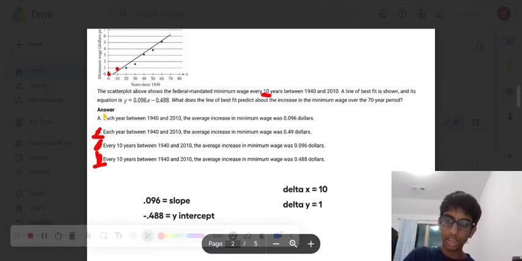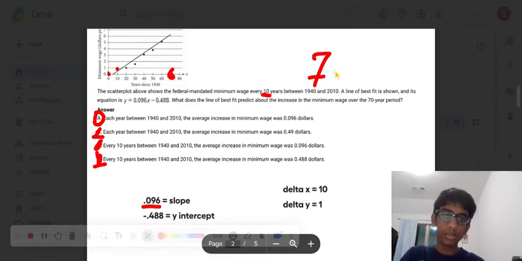So that means the answer choice is A. And we can tell this without even using that by looking at the definition of slope, right? Slope is our delta y over delta x, right? So delta y is going to be our final minus initial, and delta x is 70 minus 0. So a slope is basically saying that in the span of 70 years, it increases by this much, right?